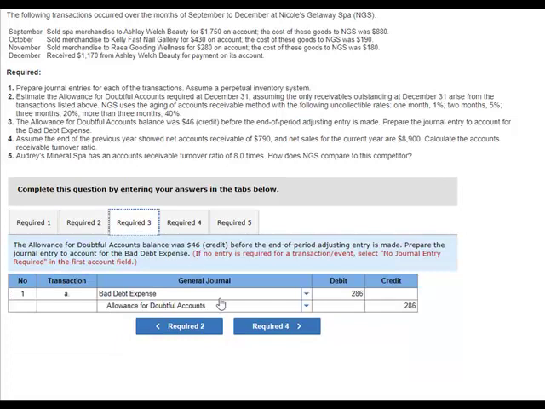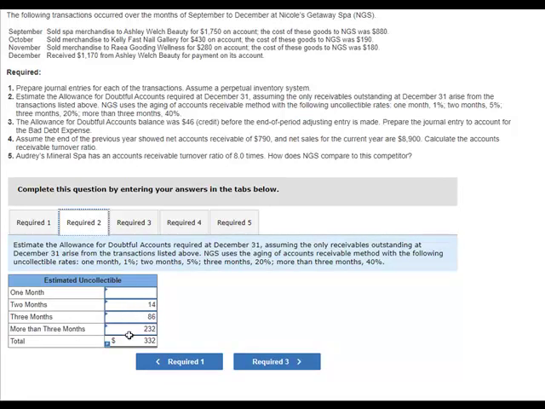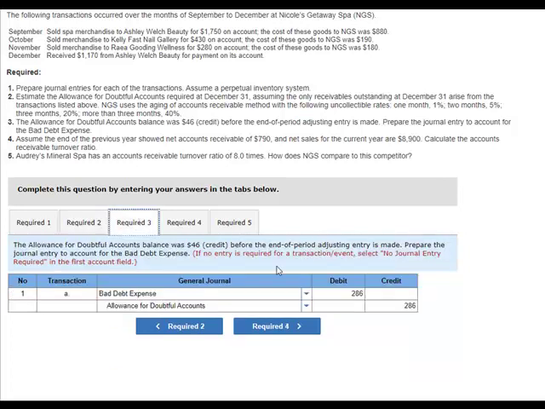Now in requirement 3, this is where we are making our adjusting entry to adjust the allowance account. And so we're also told there's a $46 credit balance in the allowance account before we make this adjusting entry. So we already have $46 in credit in there. We want the account to have a credit balance of $332 with my numbers here. So that means we just need to put the difference in.